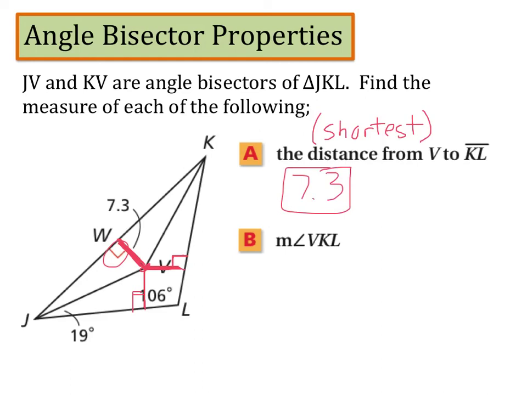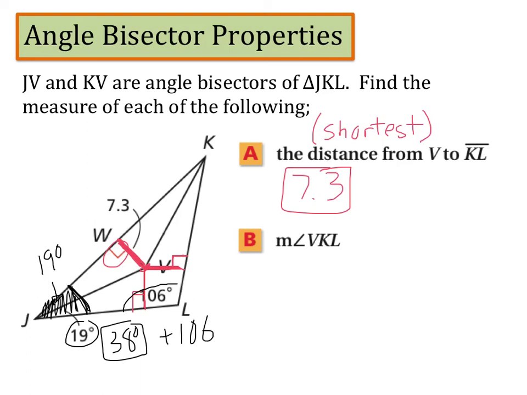Now let's find the measure of angle VKL. Since these are all angle bisectors, and if this angle right here is 19, I know this one here as well has to be 19. This whole angle here is 19 times 2, or 38 degrees. So now I have this angle figured out. I know this angle here is 106. What I'm trying to find is the measure of VKL. So VKL is just this angle right here.